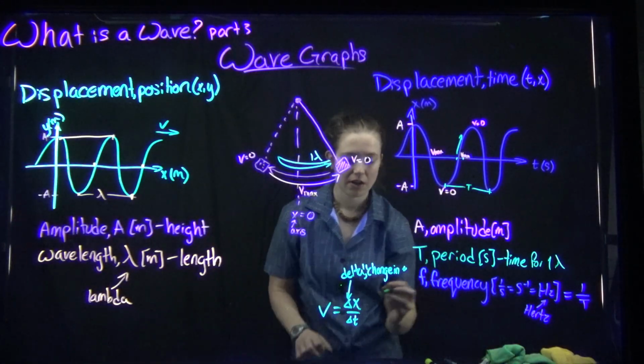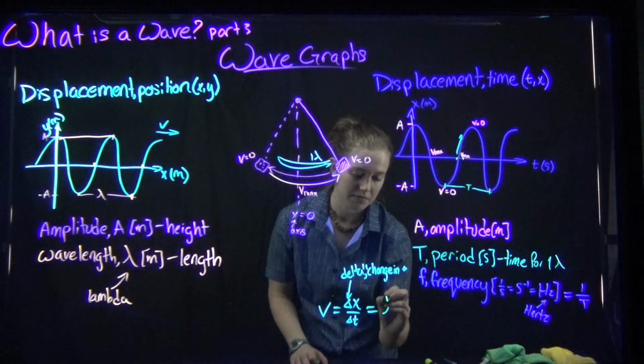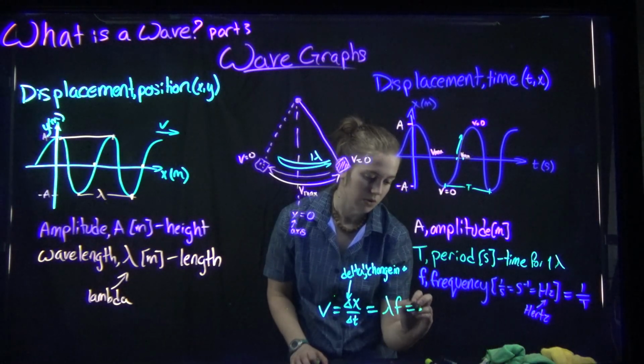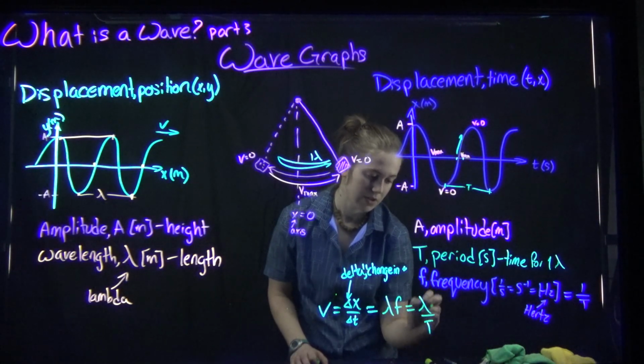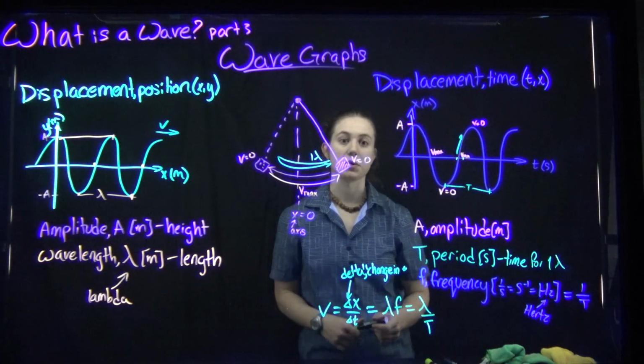So when we're doing this for waves, we will often write this as lambda f or lambda over period. These two are equivalent if you just plug in f equals 1/T.